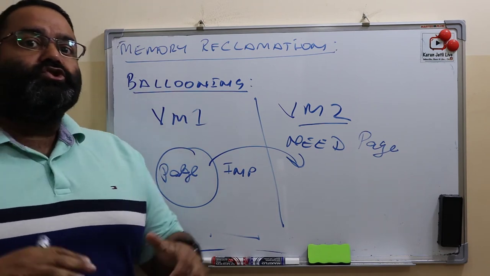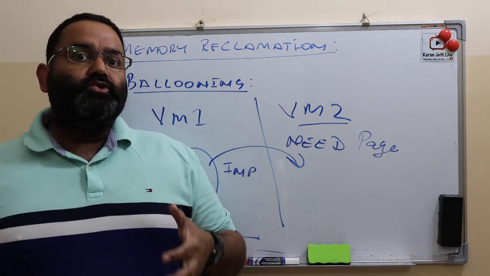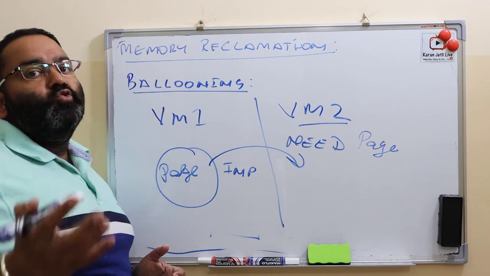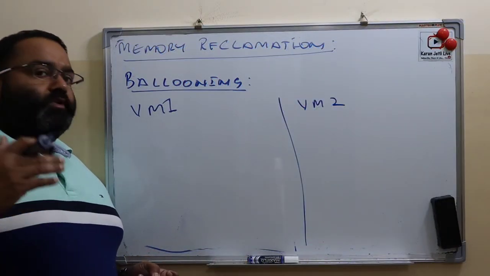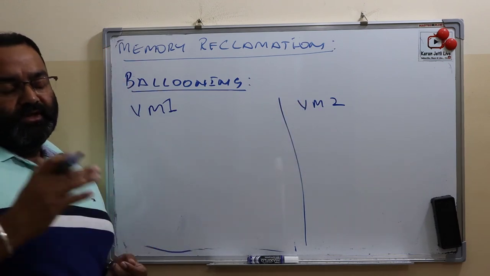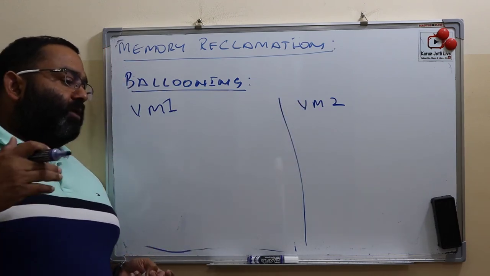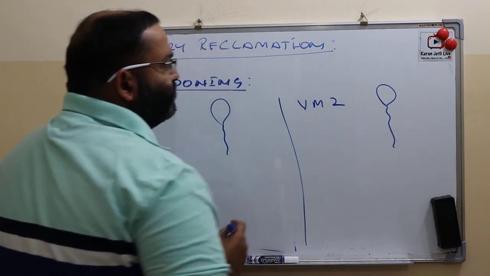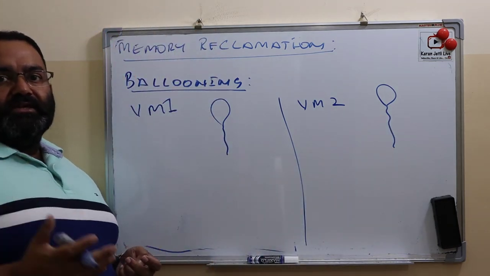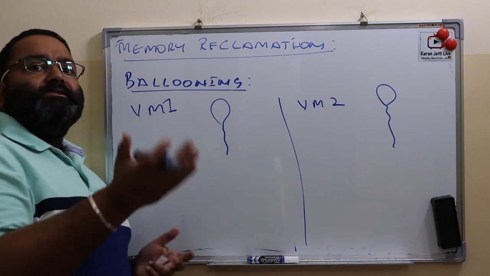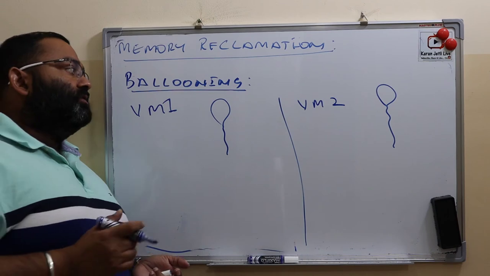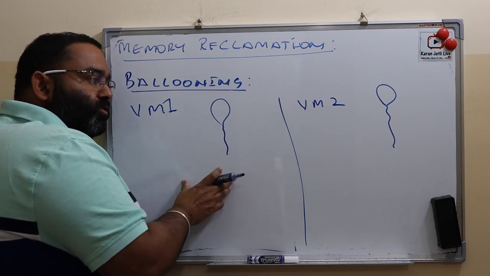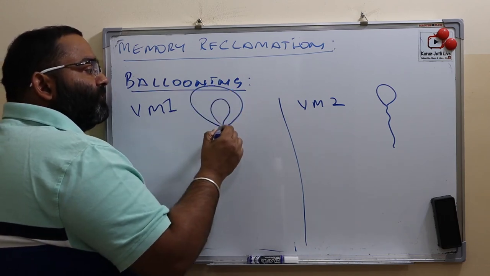So guys, to solve this problem, virtual machines use a technique called ballooning. Now guys, what is ballooning? To explain ballooning, for example, we have two virtual machines, VM1 and VM2. A balloon module is attached with each and every virtual machine. If more pages are allocated to one virtual machine, then the balloon inflates. For example, if the hypervisor allocates more pages, or requests more pages, for virtual machine 1, it will inflate.